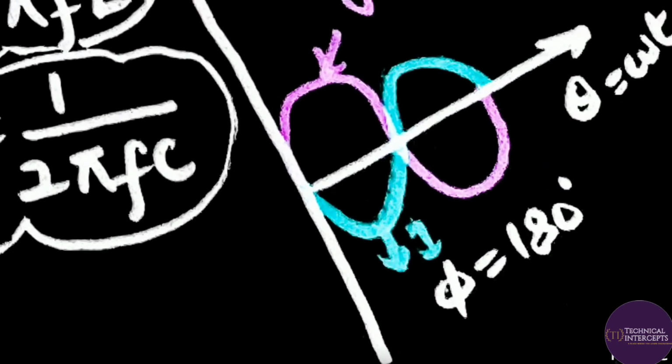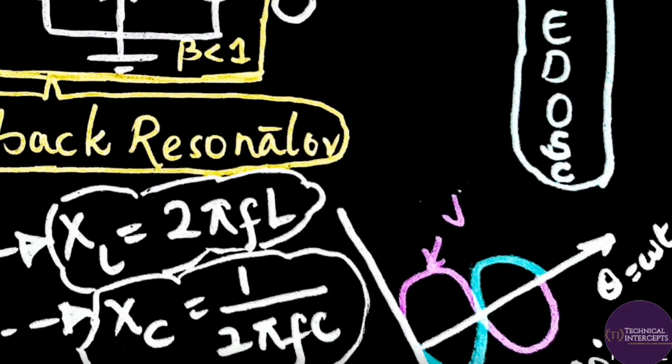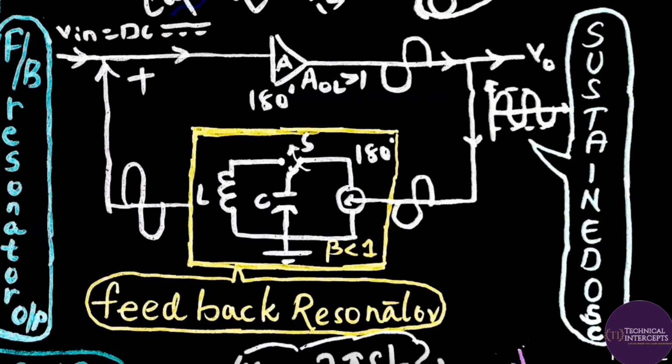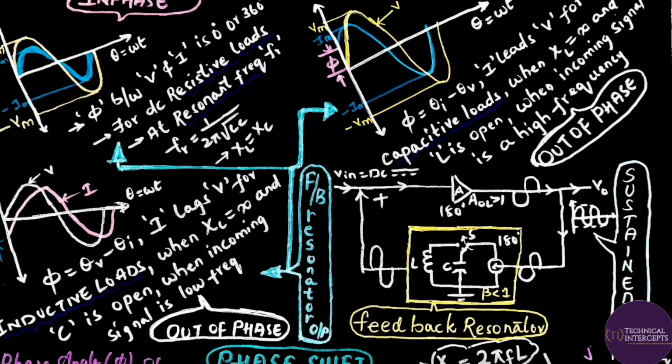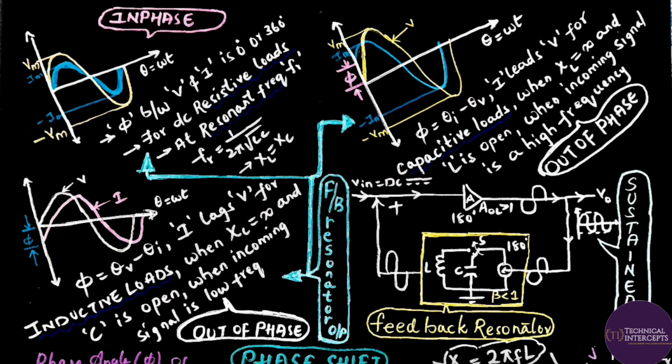The feedback resonator will add an extra 180 degree phase shift to the incoming signal, thus inverting its original direction. By maintaining the basic amplifier gain A greater than 1 and the feedback resonator gain beta less than 1, we can achieve sustained oscillations.